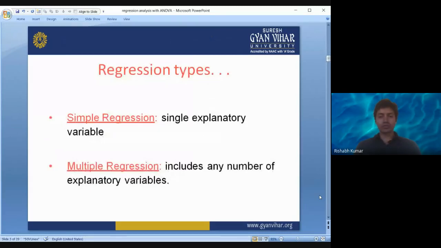So there are different types of regression. One is the single explanatory variable regression, known as simple regression, which uses only a single explanatory variable. So there will be one dependent variable and one independent variable. The independent variable will be the explanatory variable that is causing, not causing, but that can be explained by the independent variable.